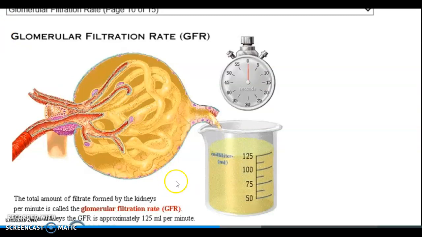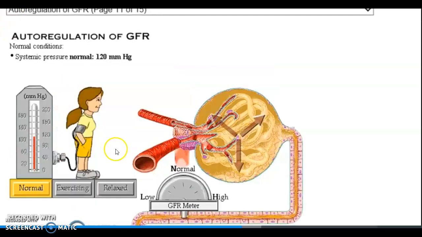So again, our goal is to reach about 125 milliliters per minute of what's filtrated from our glomerulus. To maintain this GFR of 125, we need to make adjustments. So there's an auto-regulation of adjusting when our blood pressure rises or falls.